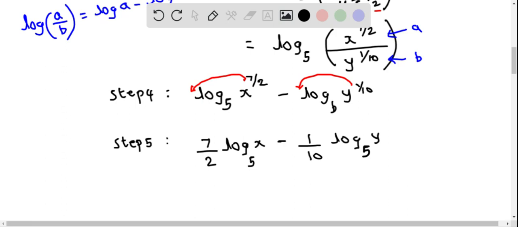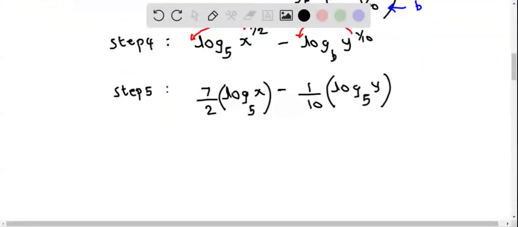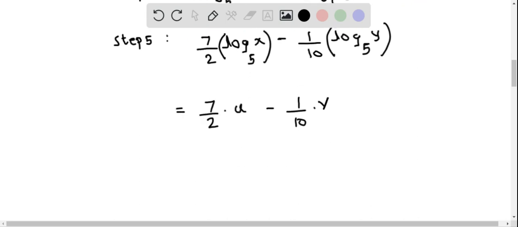Now, as we can see, we have the expressions log x to the base 5 as well as log y to the base 5, which are given as u and v. So we can replace log x to the base 5 with u and log y to the base 5 with v. Therefore this is equivalent to 7 by 2 times u minus 1 by 10 times v. So we can further simplify this expression. So this is equal to 7u over 2 minus v over 10.